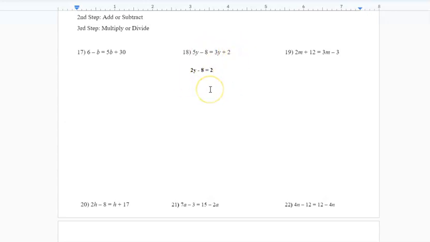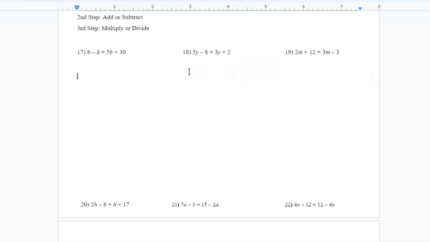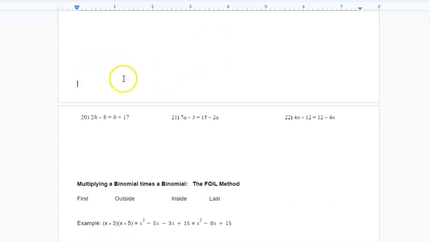Now you would add 2 to both sides. So 2y is 10, right? And then you divide both sides by 2, y is 5. All right, that's 3 steps. I need to find a writing app that works well for what I want. All right, 17 through 22 is like that.